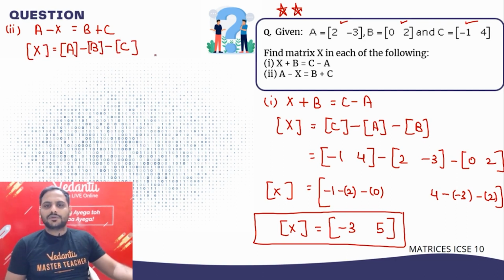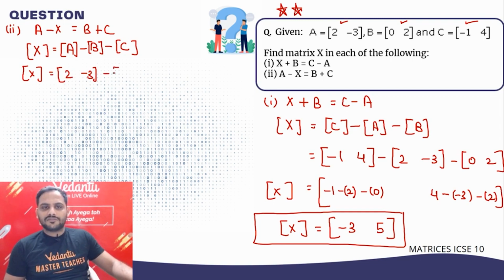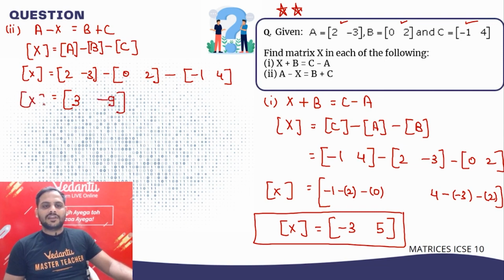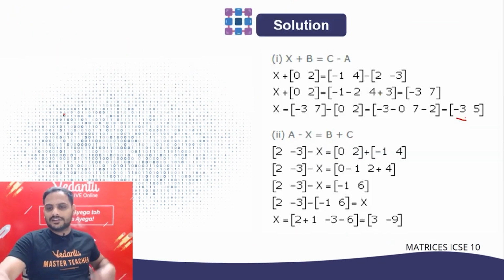Alright. So matrix X, guys, matrix X will be equal to, what is A? A is 2 and -3. Minus of B, B is 0 and 2. Minus of C, which is -1 and 4. So what are you getting? They go 2 minus 0, minus of -1 is +1. So 2 plus 1 is 3. And -3 minus 2 is -5, -4 is -9. So this will be your matrix X in the second case, 3, -9.